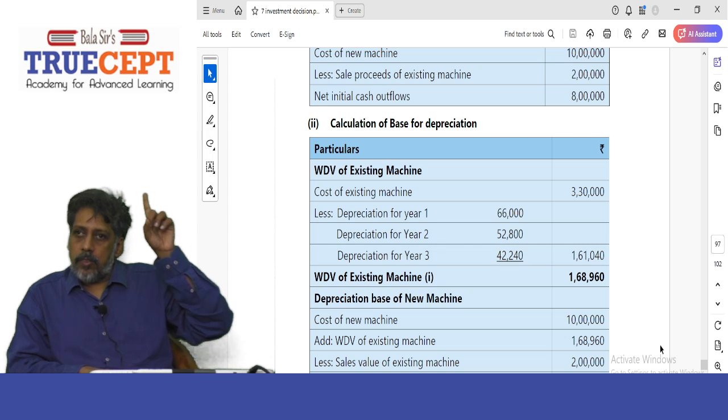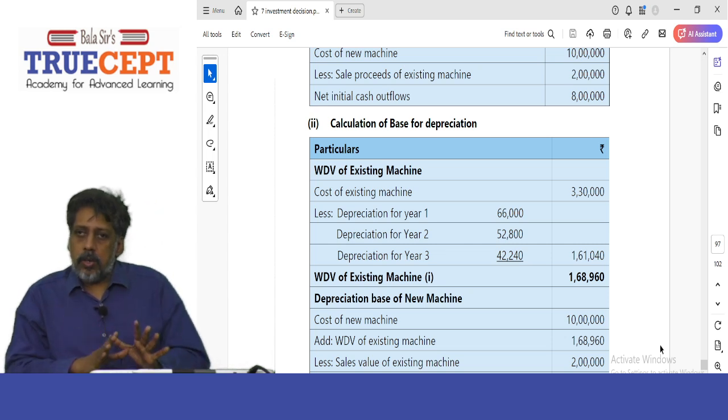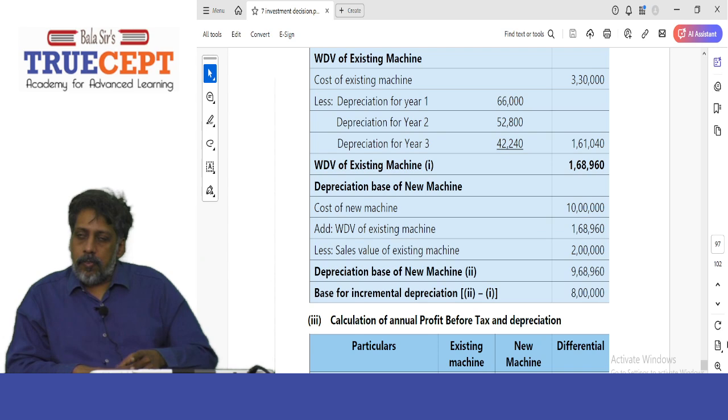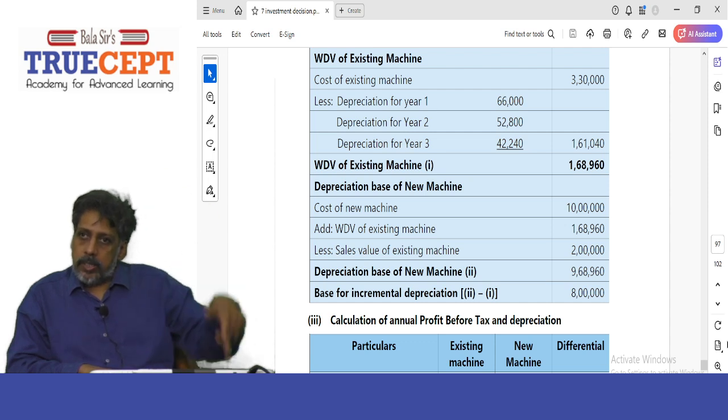Now let's find for the new machine, right? You want to buy a new machine for rupees how much? 10 lakh. You already have an old machine worth how much? 1 lakh?